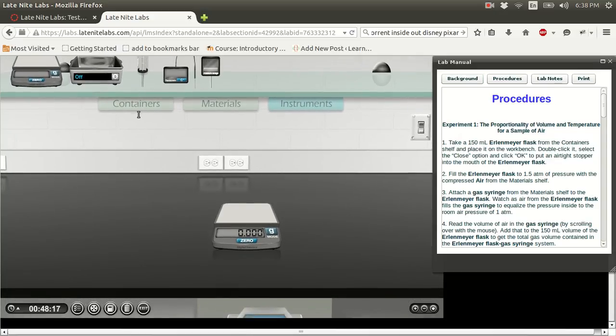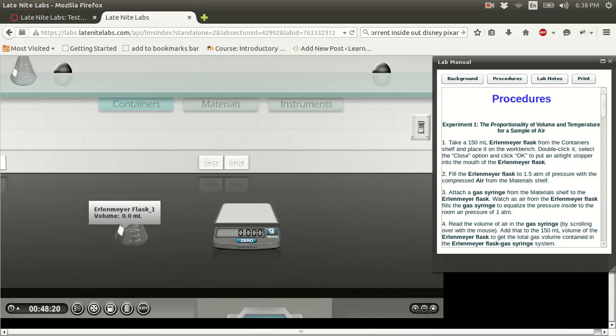step number one. Get a 150 milliliter Erlenmeyer flask. How do you know that this flask is 150 milliliters? Do you trust the procedures? You don't need to trust the procedures. In fact, we'll find out later in this video that sometimes it's not a good idea to trust the procedures. But in this case, let's have a look, shall we?